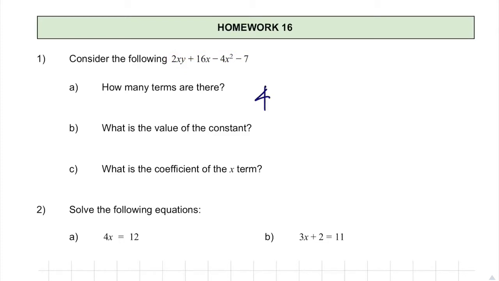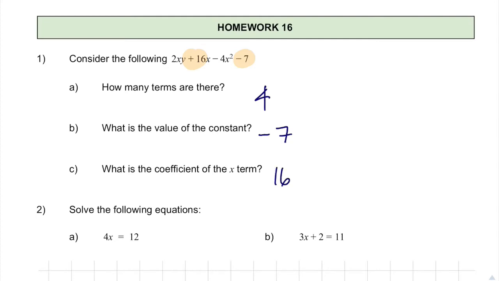What is the value of the constant? Well, the constant is this term on the end, so it doesn't have any letters with it. Now you must consider the sign in front of the term itself, and we get an answer of -7. The coefficient of the x term, the coefficient refers to the number in front of the letter. So we're looking at this term here, and we have a plus 16. Now we don't need to write the plus, so the answer is just 16.